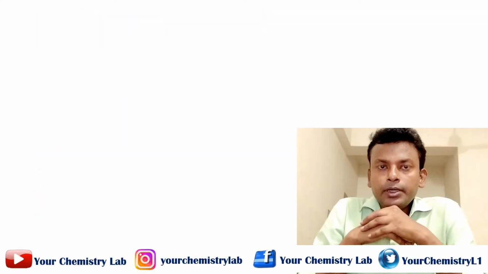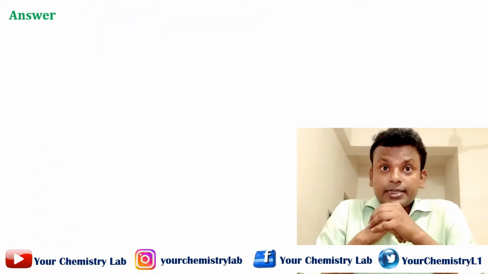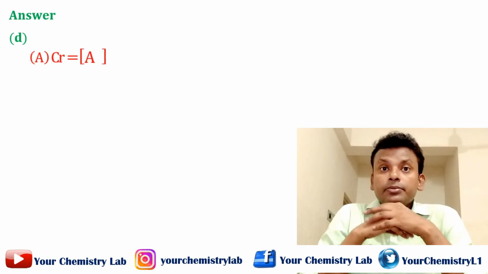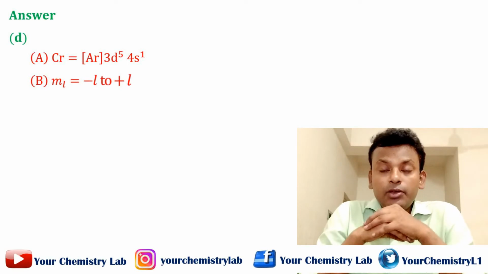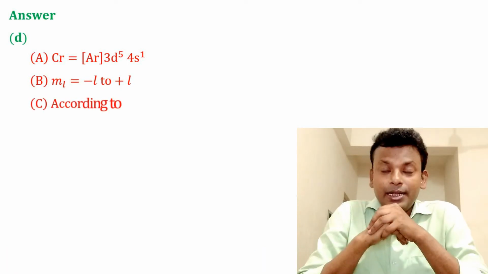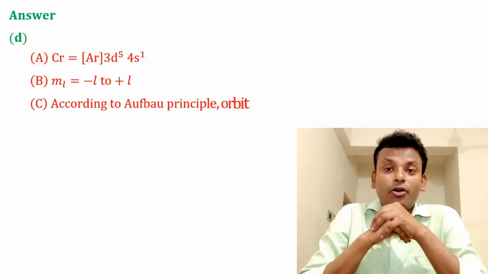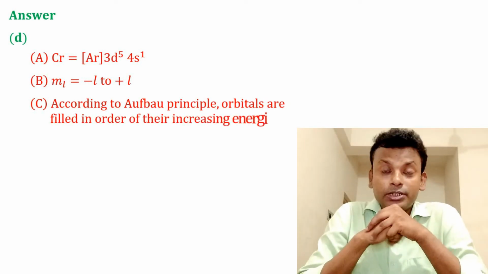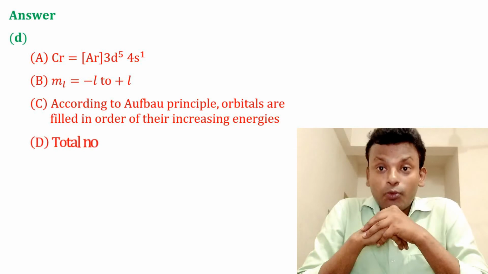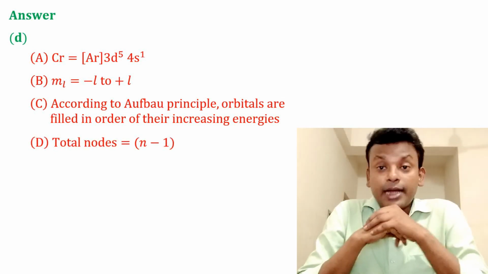Answer: D is the correct answer. A. Chromium, argon 3d5 4s1. B. ml equals minus l to plus l. C. According to the above principle, orbitals are filled in order of increasing energy. D. Total nodes equals n minus 1. So option D is the correct answer.